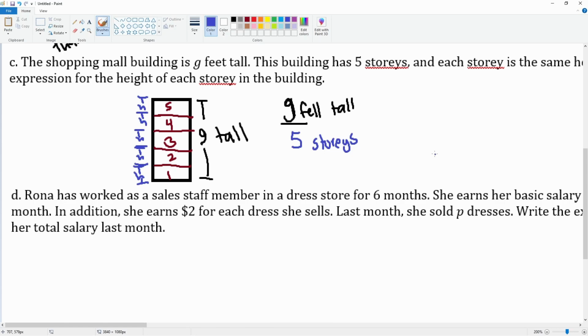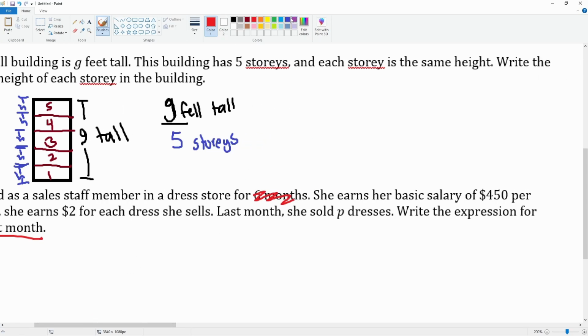Rona has worked as a sales staff in a dress store for 6 months. She earns her basic salary of $45 per month. In addition, she earns $2 for each dress she sells. Last month, she sold P dresses. Write an expression for her total monthly salary last month. So, does it matter that we care about the last 6 months? No, because we only want last month's.